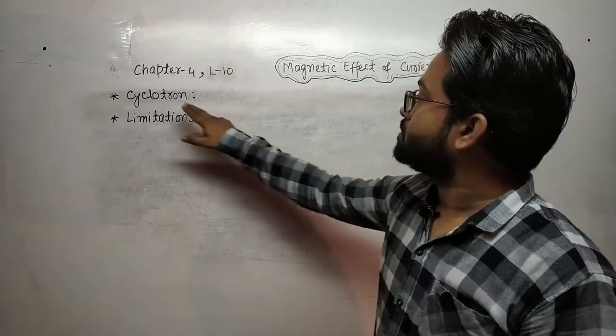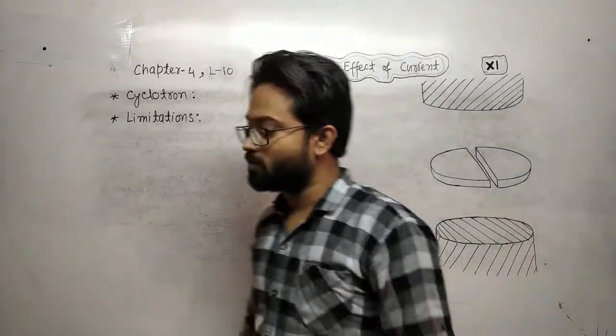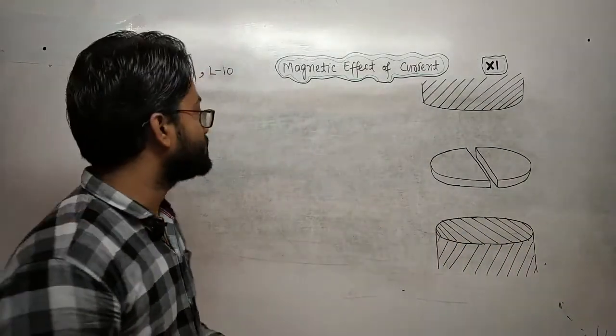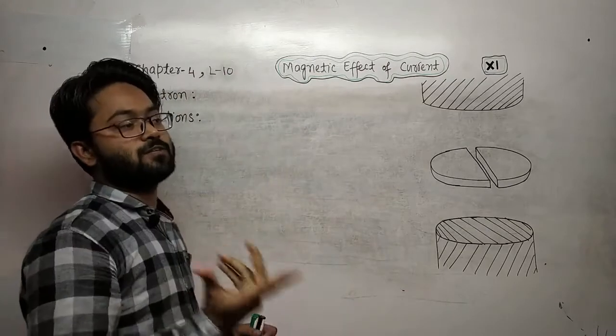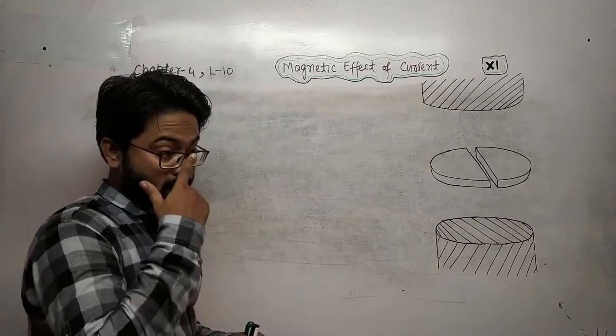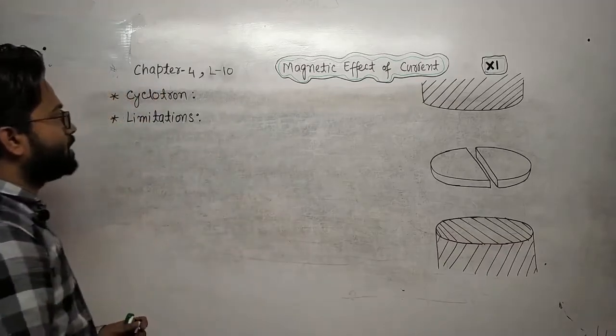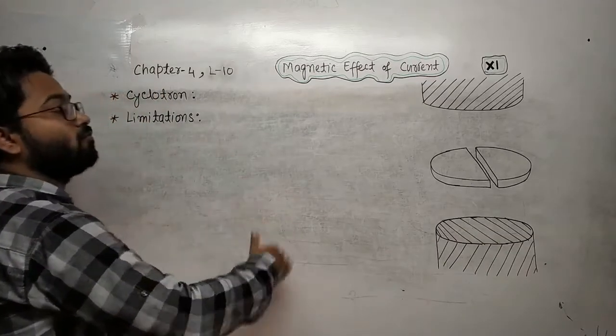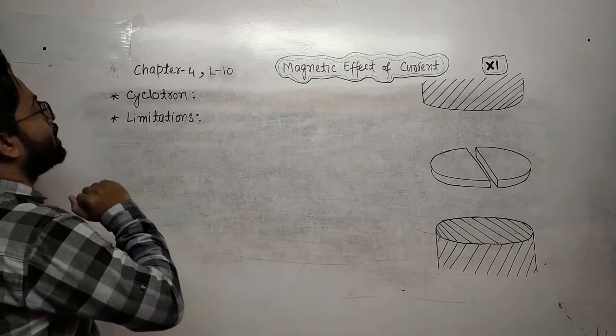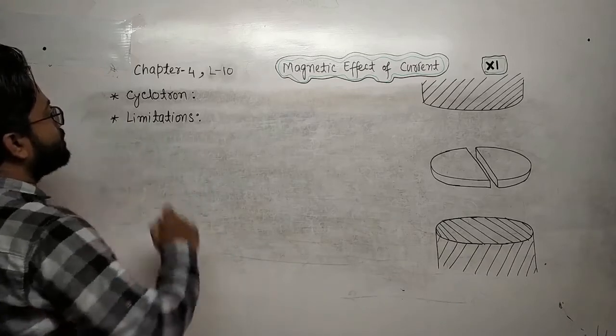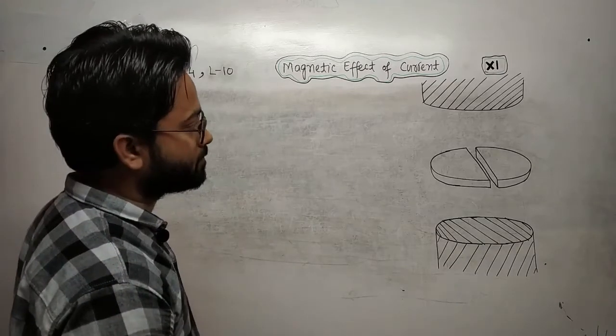First, what is a cyclotron? A cyclotron is a device that is used to accelerate charged particles. If we have a charged particle to accelerate to a very high velocity, then we will use a cyclotron.